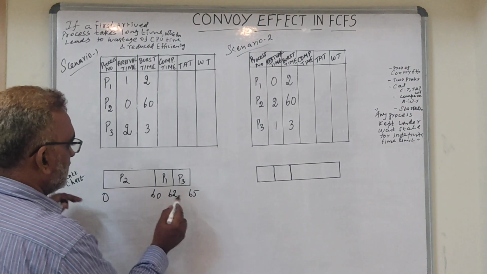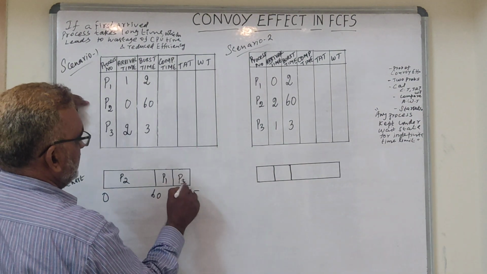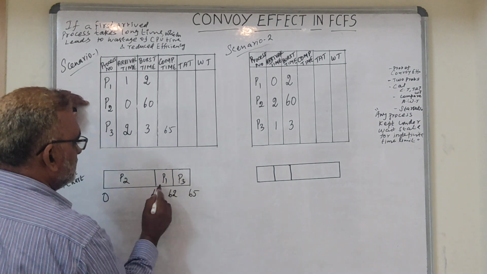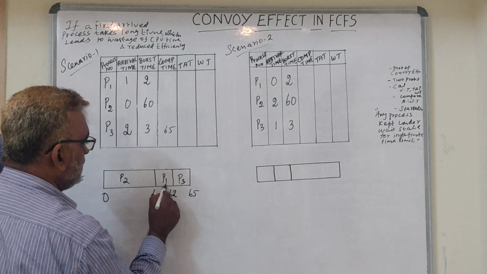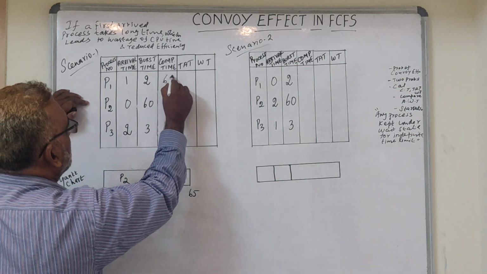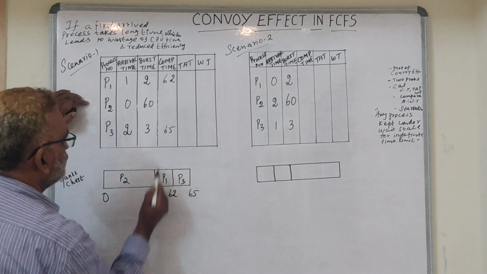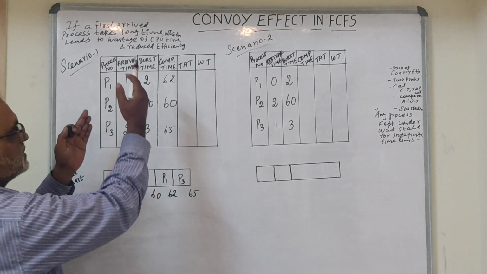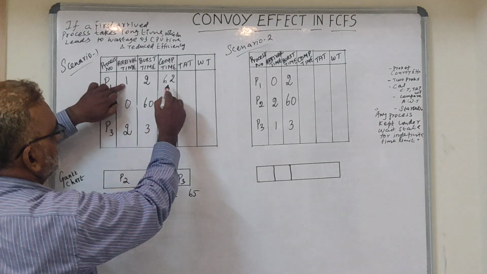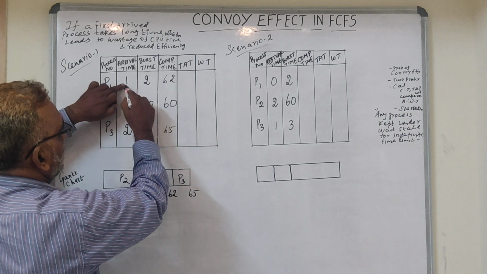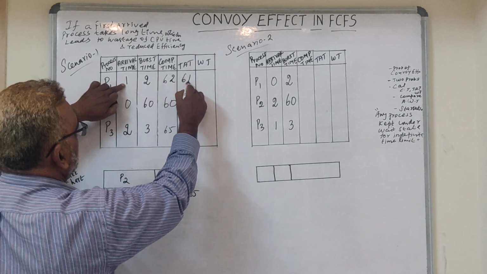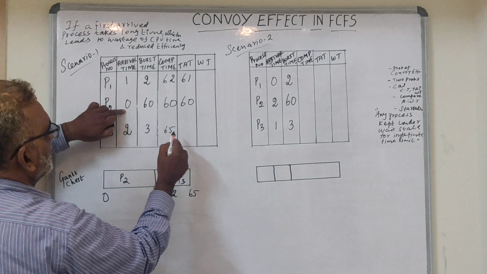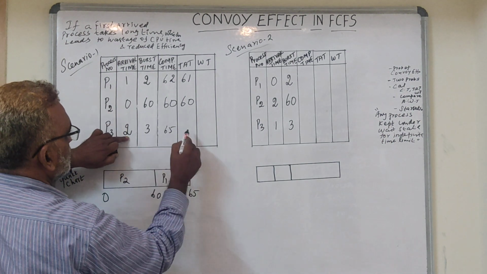Now the completion times: for process 3 it is 65. You can go through from right to left. So the completion time of process 1 is 62. Similarly, the completion time of process 2 is 60. The turnaround time can be calculated as completion time minus arrival time. It is 62 minus 1, that is 61. This is 60 minus 0, it is 60 only. This is 65 minus 2, it is 63.